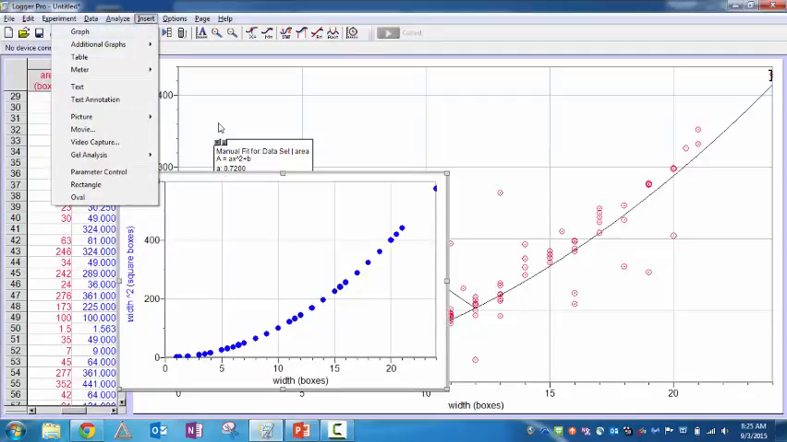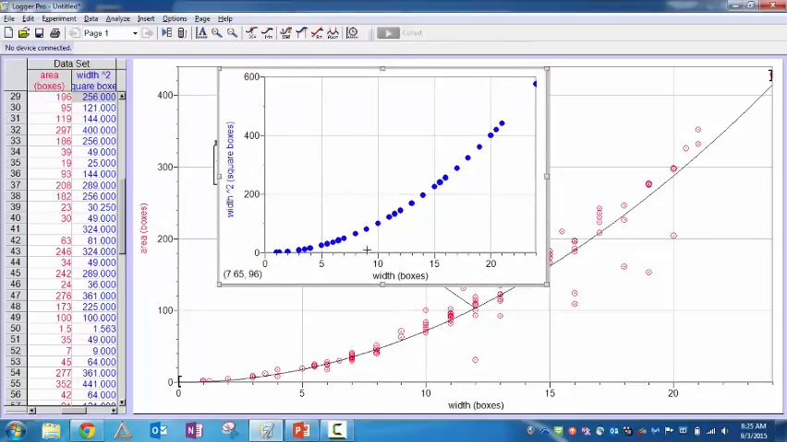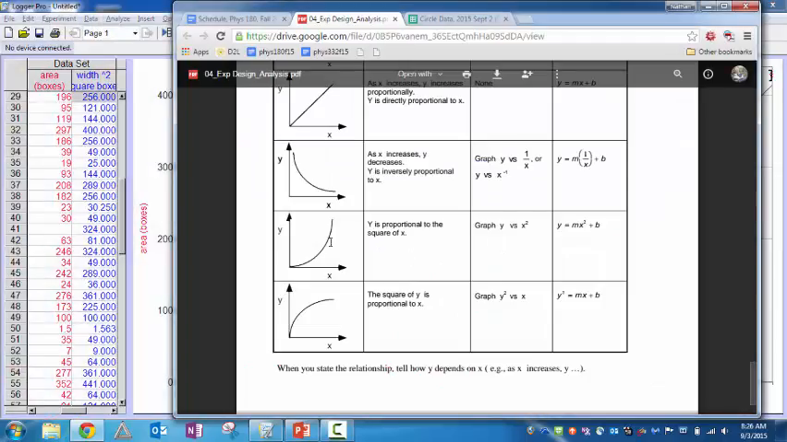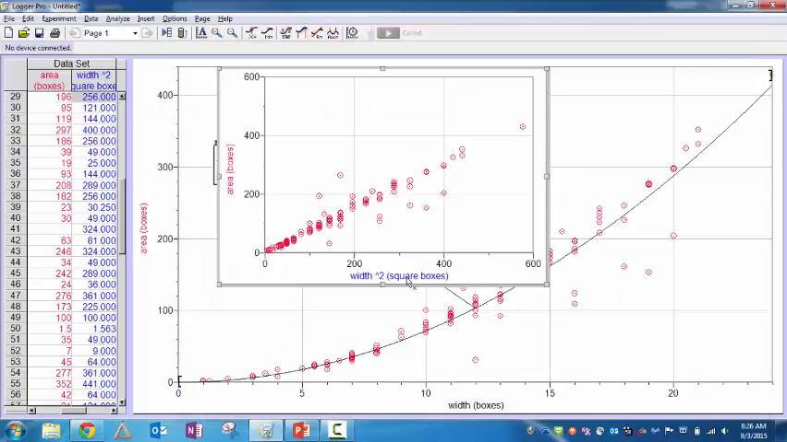Now to visualize it, let's get a new graph. Under Insert, I did Graph, and it comes up with something, and you need to choose the axes that make sense. I want output to be area, and input to be width squared, because I'm thinking about this handout: graph y, area, versus x squared, where x is diameter. So there we go, area versus diameter squared. Now, the idea is if the relationship is real, there will be a straight line proportionality between these two variables.